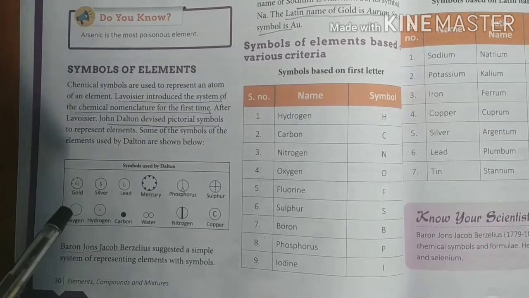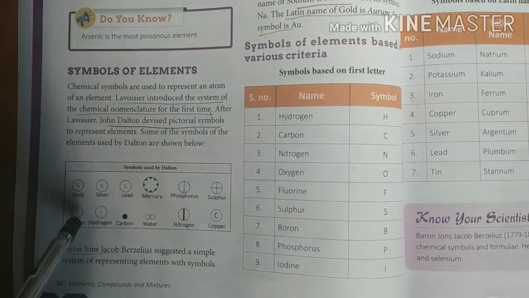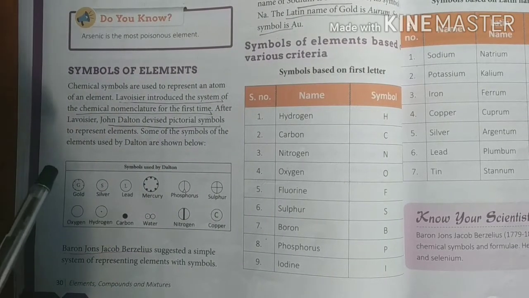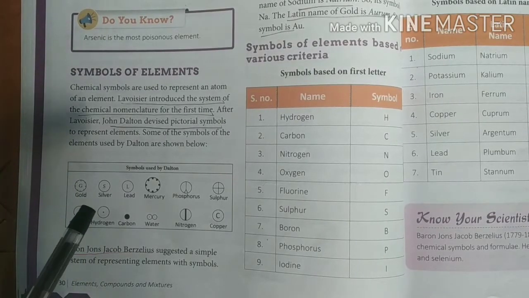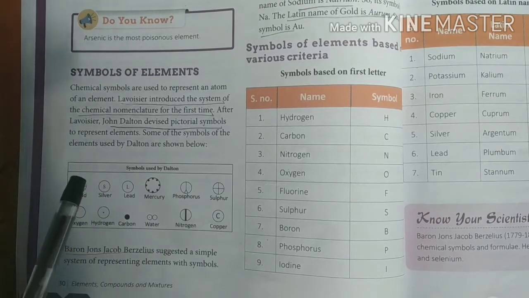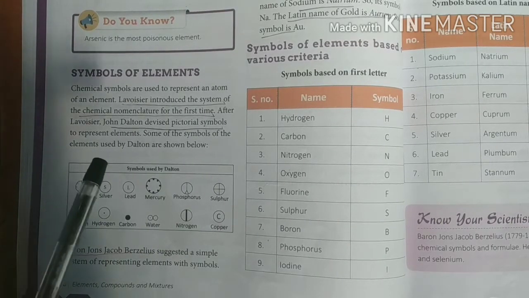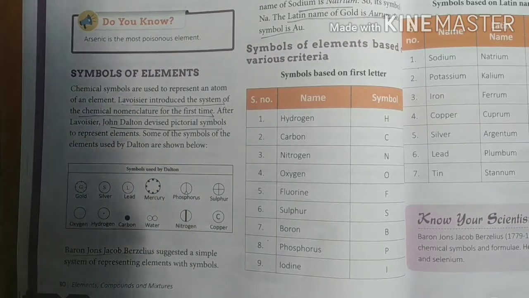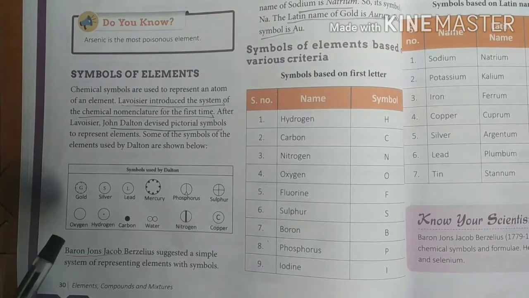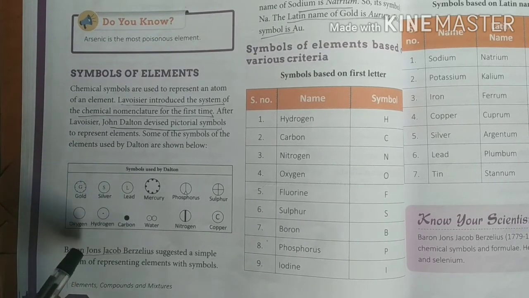So when the elements were fewer in number, at that time we could be aware and memorize them, right? And it is easier. But as the number of elements increased, at that time what? It's very difficult to handle these pictures, right? So the next scientist came, and his name is Baron Johannes Jacob Berzelius. Baron Johannes Jacob Berzelius.